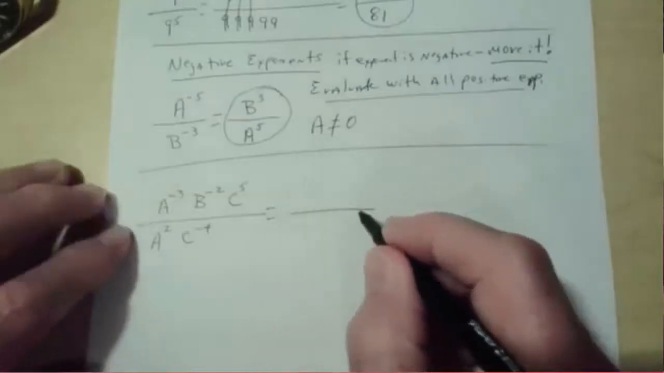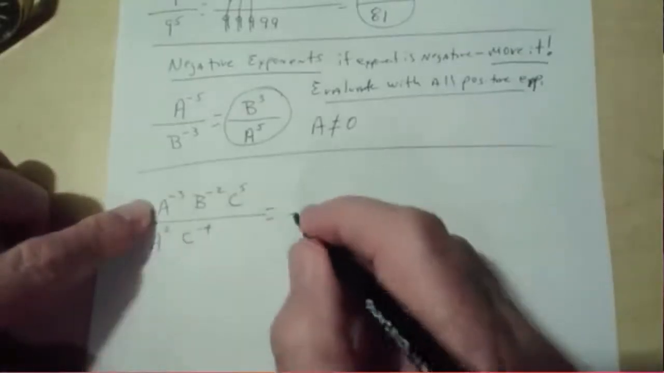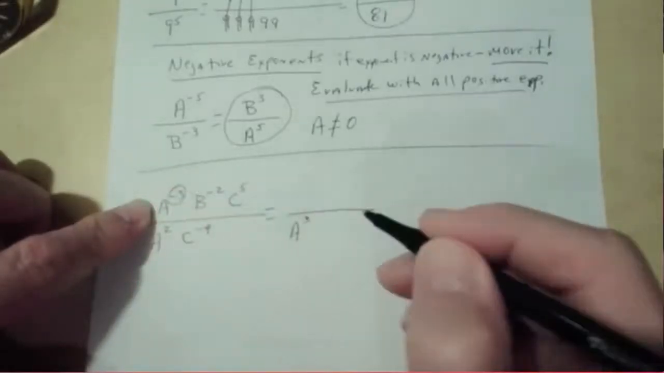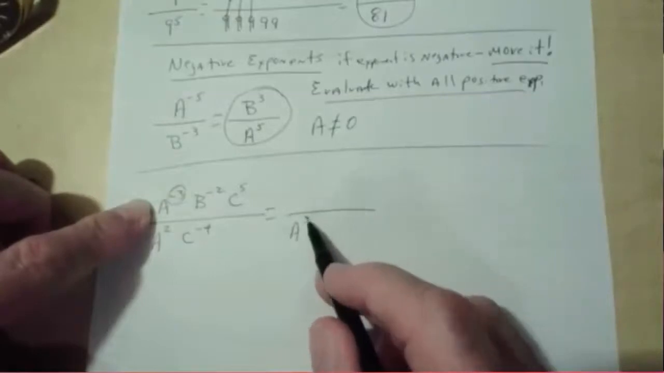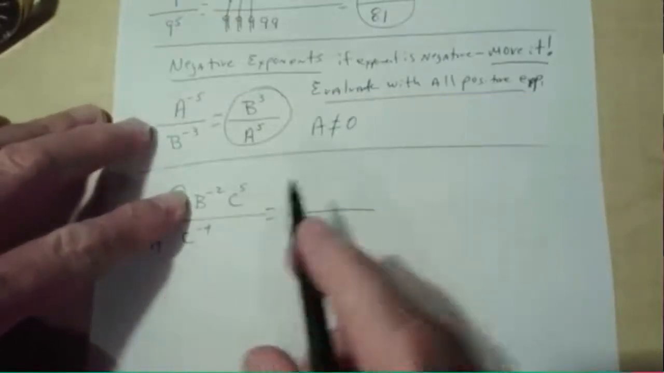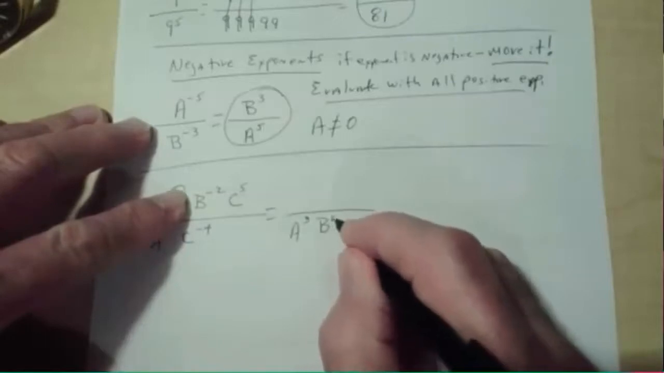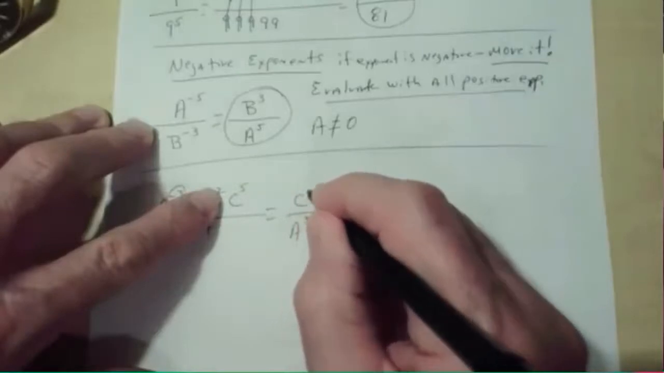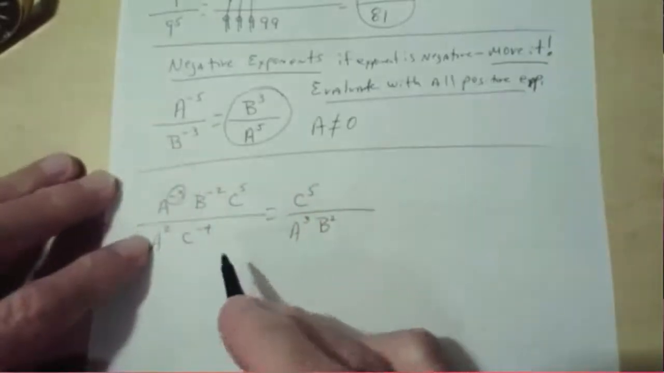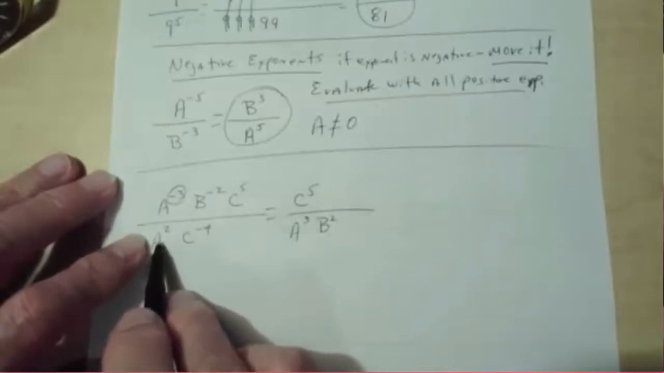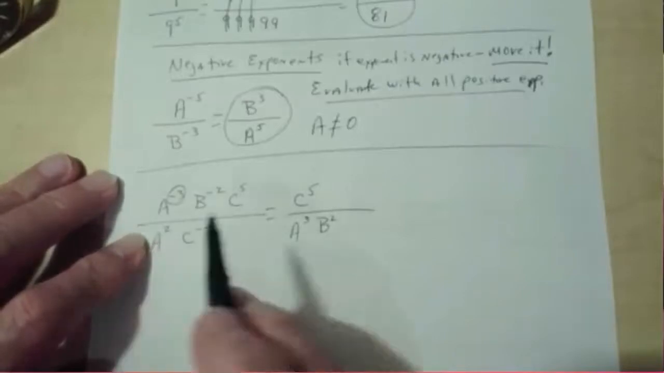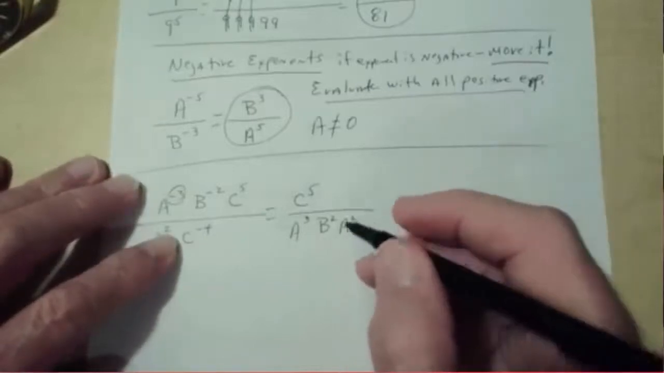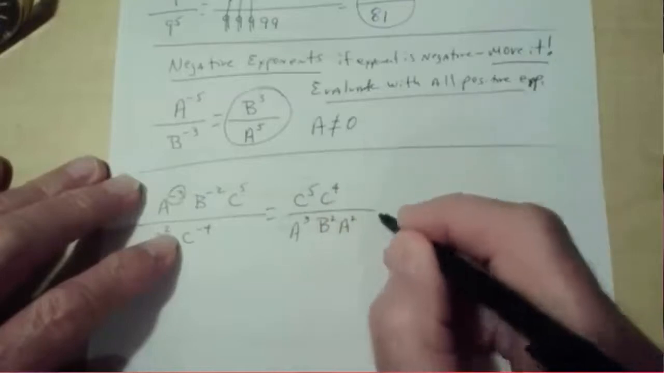Draw the fraction bar. Now a to the minus 3, where does it go? Because it's negative, it goes to the bottom, to the denominator, and the exponent becomes positive. Same thing with b squared, it goes to the bottom. The c to the 5th is already positive, so we're going to leave it where it is. A squared, same thing, the exponent's already positive, so we leave it at the bottom. C to the minus 4 goes to the top and becomes positive.